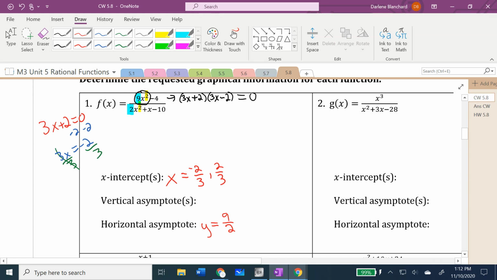Again, this is a function I would not ask you to graph because the numbers are not what we would want. Okay, vertical asymptotes are the numbers that make the denominator equal to 0. So let's factor that denominator.